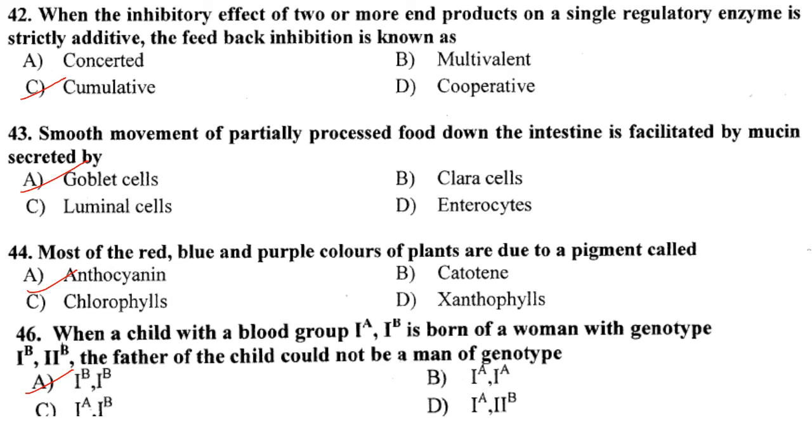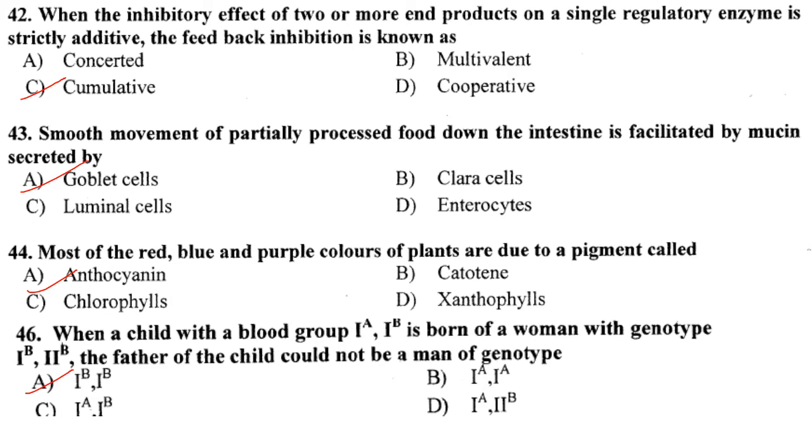Most of the red, blue, purple colors of plants are due to a pigment called anthocyanins. When a child with blood group IAIB is born of a woman with genotype IBIB, the father of the child could not be a man of genotype. So here a child is born with the blood group IAIB. So the blood group of the child is AB and is born of a woman with genotype IBIB.